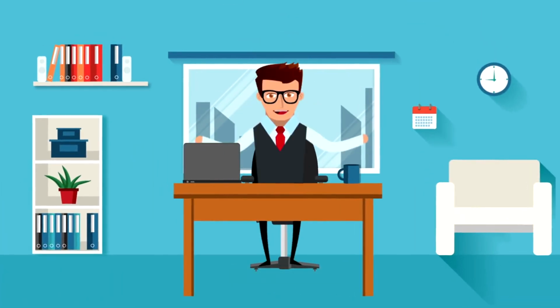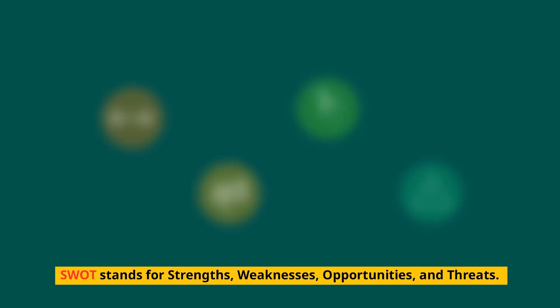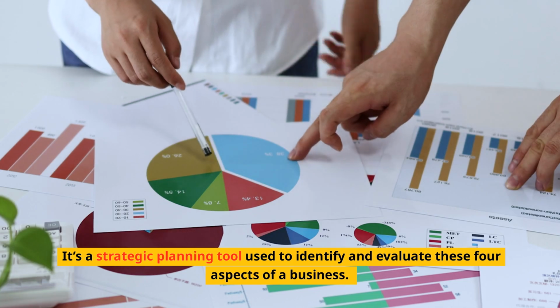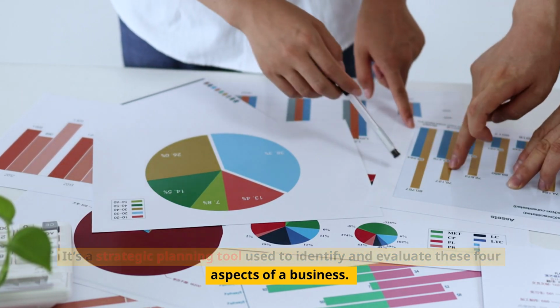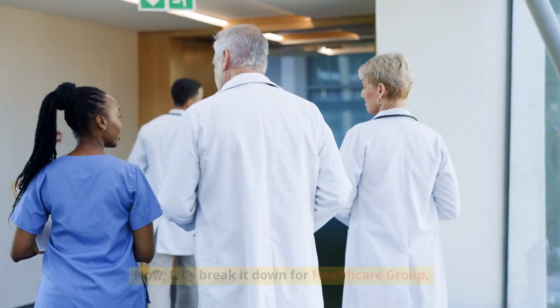Let's get started. First, let's quickly understand what a SWOT analysis is. SWOT stands for strengths, weaknesses, opportunities, and threats. It's a strategic planning tool used to identify and evaluate these four aspects of a business. Now let's break it down for Healthcare Group.